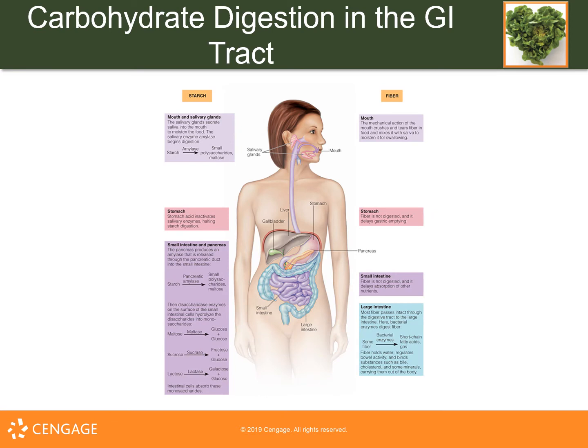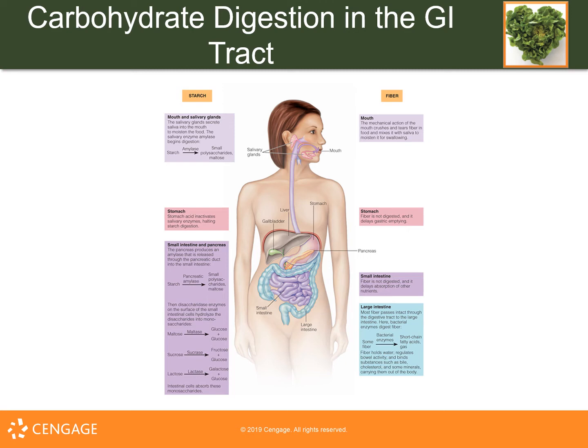Carbohydrate digestion in the GI tract. Initial carbohydrate digestion starts in the mouth. You have salivary glands that release saliva containing amylase, which starts that breakdown. Carbohydrate digestion stops in the stomach. Fiber delays gastric emptying, which provides a feeling of fullness. And carbohydrate digestion stops in the stomach due to the high acidity from your hydrochloric acid or stomach acid.